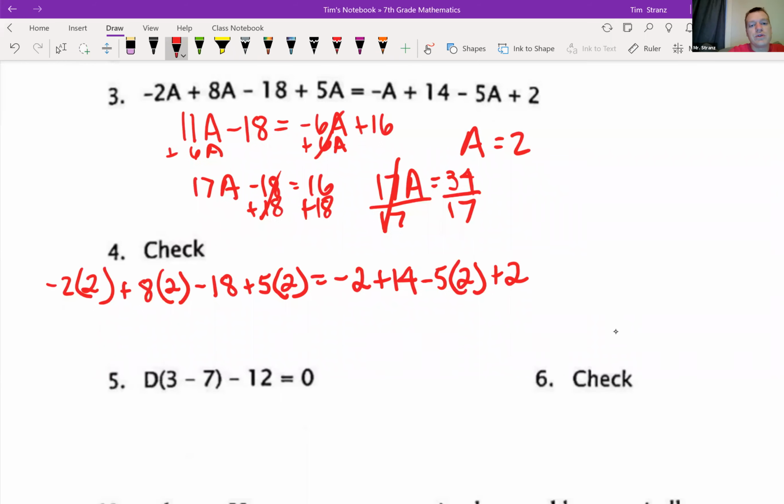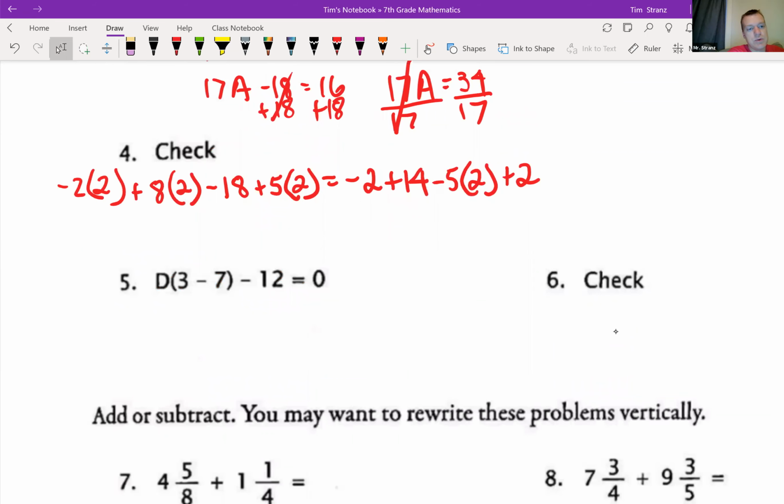Okay, so starting on the left side, I got negative 2 times a positive 2 is negative 4. Okay, negative 4 plus, this is going to be 16. 8 times 2 is 16. So negative 4 plus 16 is 12. 12 minus 18 is a negative 6. Negative 6 plus 10 is a positive 4. So on the left side, I got a positive 4.